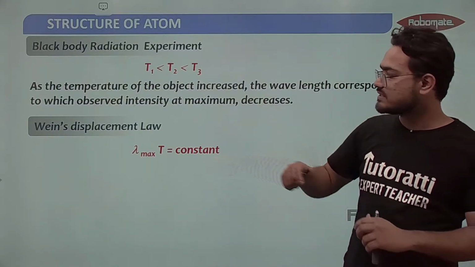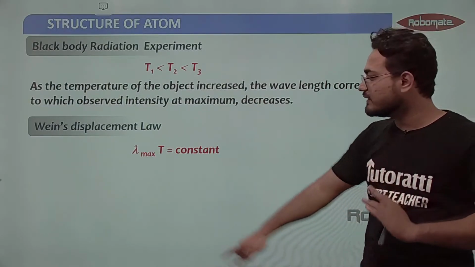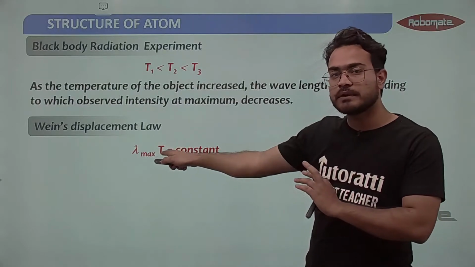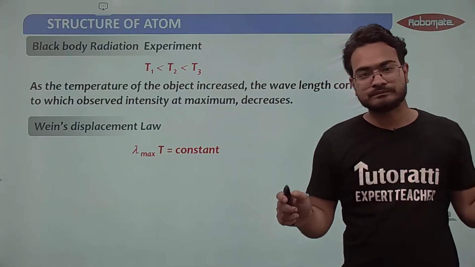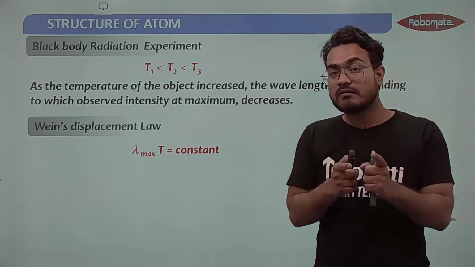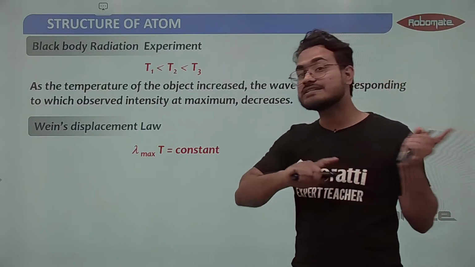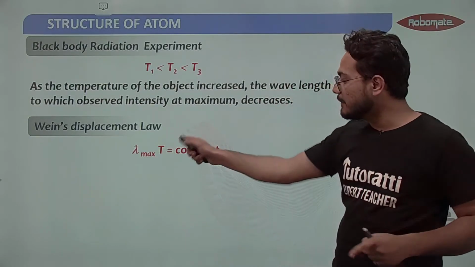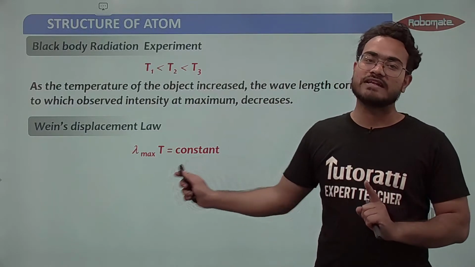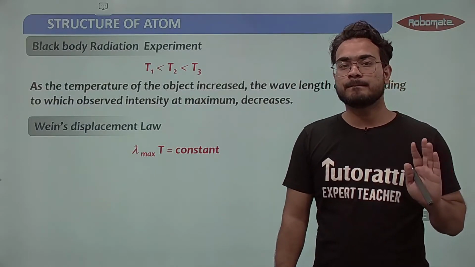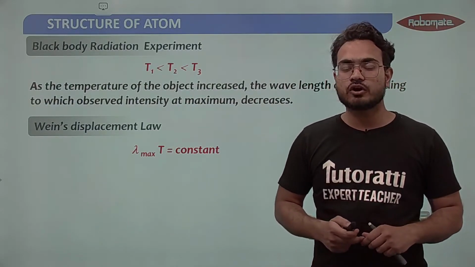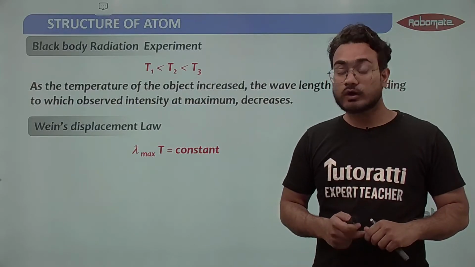This was Wien's displacement law. It says that lambda maximum into temperature will always be constant. Lambda will not be constant, temperature will not be constant, but lambda into T will be constant. This is Wien's displacement law. Shall we practice a question on this? Okay, let's have a question.